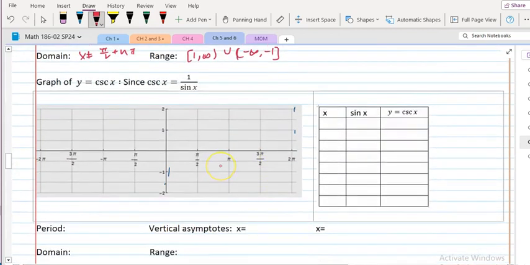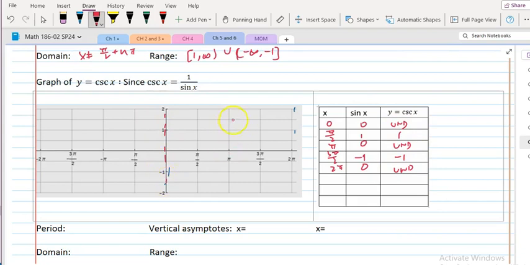The same for cosecant. So cosecant function is 1 over sine. So if you have 0, pi over 2, pi, 3 pi over 2, 2 pi, the sine would be 0, 1, 0, negative 1, 0. So when you do cosecant, the reciprocal is still 1, reciprocal is still negative 1, but this will be undefined where sine is 0: 0, pi, 2 pi, 3 pi, this will be an asymptote.